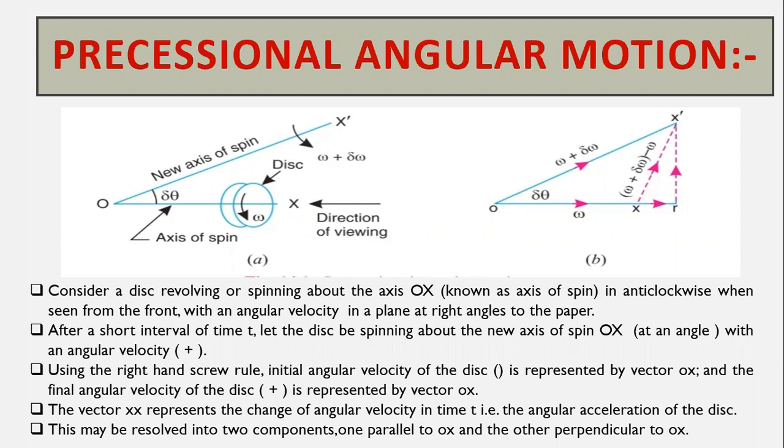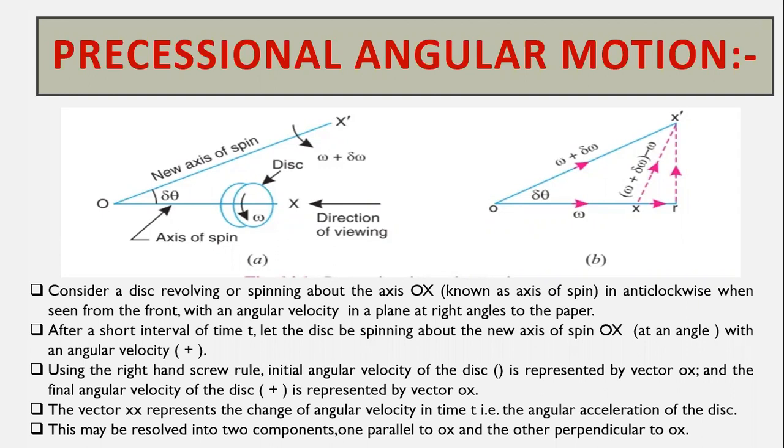So here the direction of viewing is from the right side of the disk, that is anti-clockwise when seen from the right side of the disk. But if you see the disk from the left side of the axis of spin, its direction is clockwise.